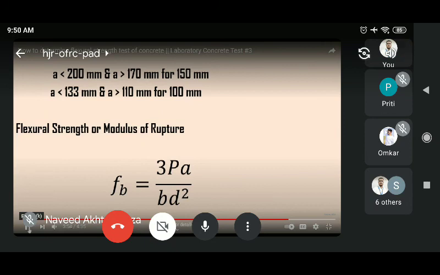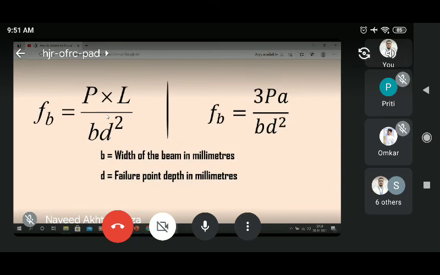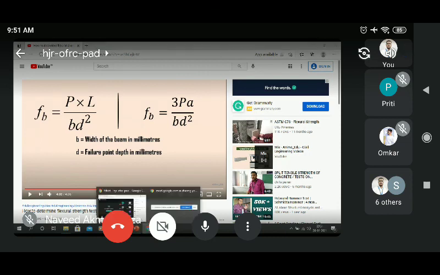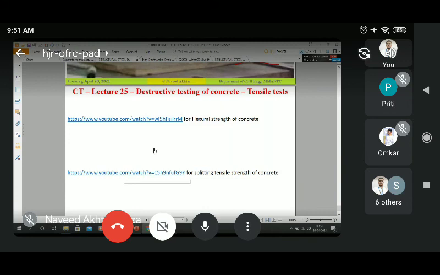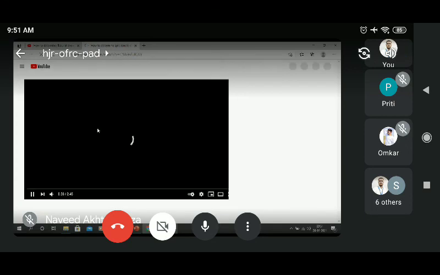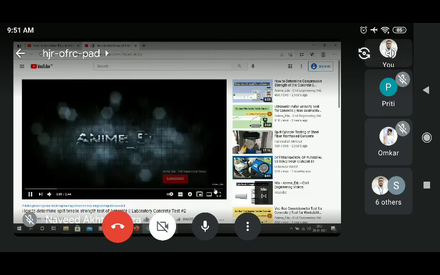Now this test we have seen, and then we will see the splitting tensile test, how you can perform it on the cylindrical specimen. The specimen size may be 150 mm diameter by 300 mm.